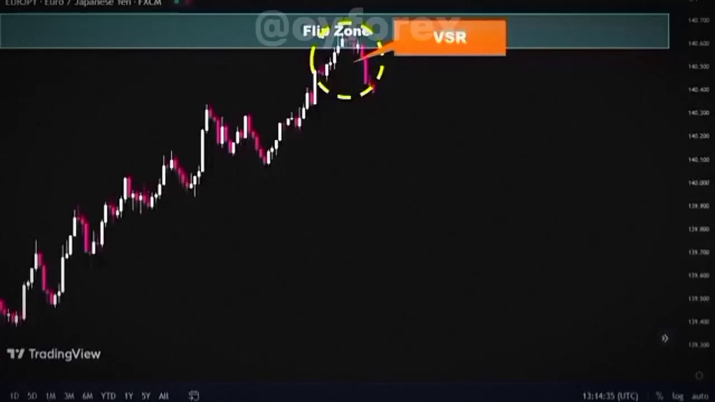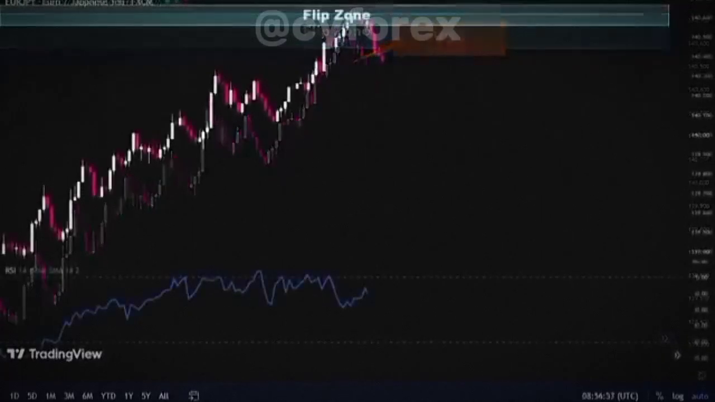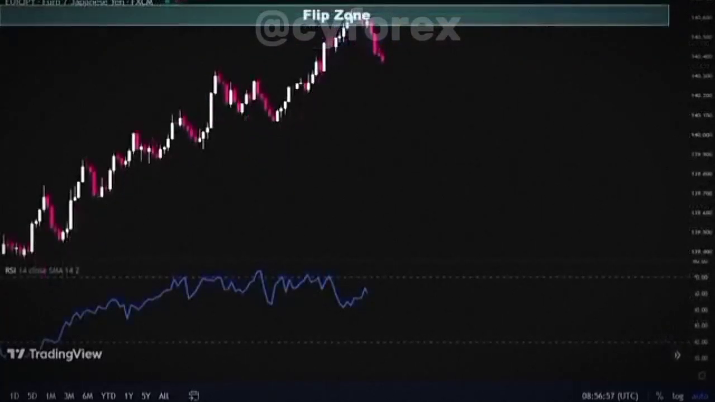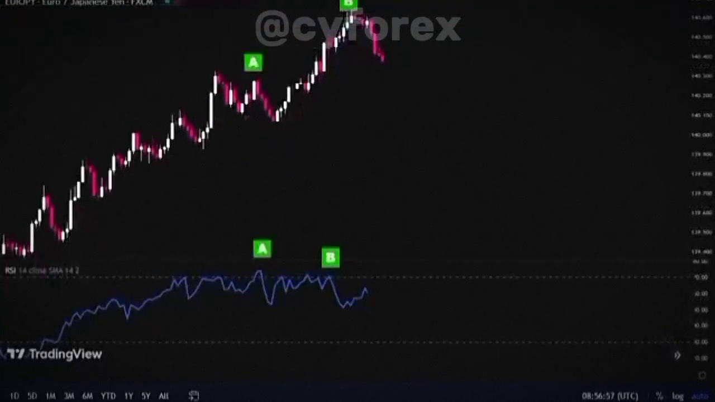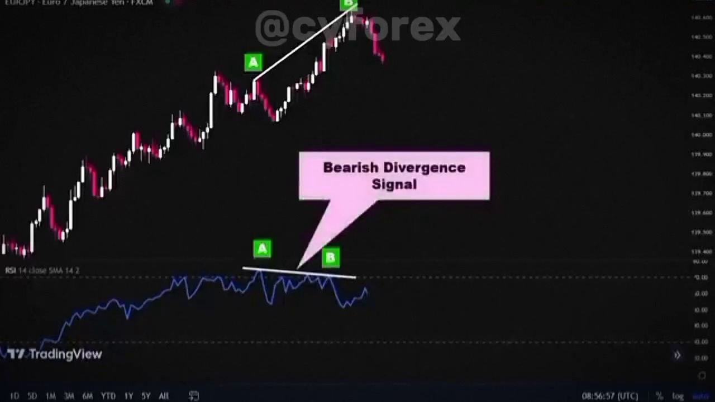Another confirmation we can look for is a possible bearish divergence signal using the RSI indicator on the 1-minute chart. To identify a bearish divergence, we need to compare points A and B on both the price chart and the RSI chart. We can draw a line between these 2 points on the price chart and see that the price is making higher highs, while drawing a line between the corresponding A and B points on the RSI chart shows that RSI is making lower highs. This indicates a bearish divergence signal.